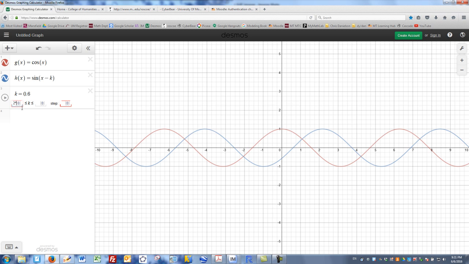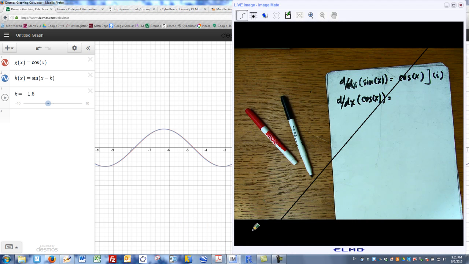Negative 2 times pi to 2 times pi. Doesn't seem to like my use of pi. But let's go ahead and assume then that where we're at right there is at negative pi over 2. So if we subtract a negative pi over 2, we can write any cosine curve as sine of x plus pi over 2. So hopefully that reviews this little step right here.